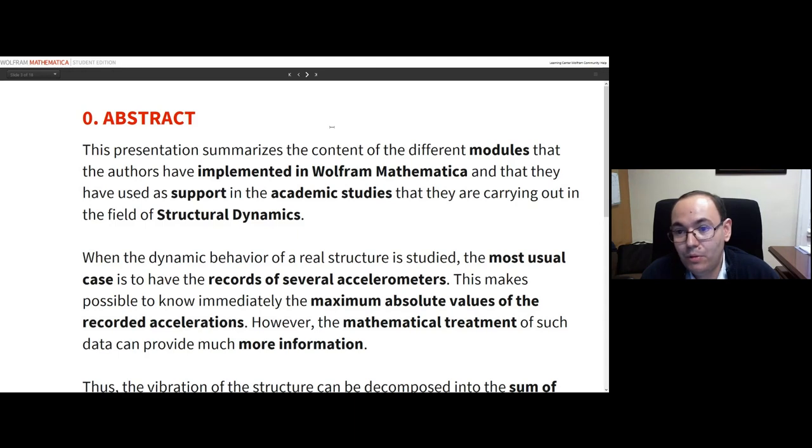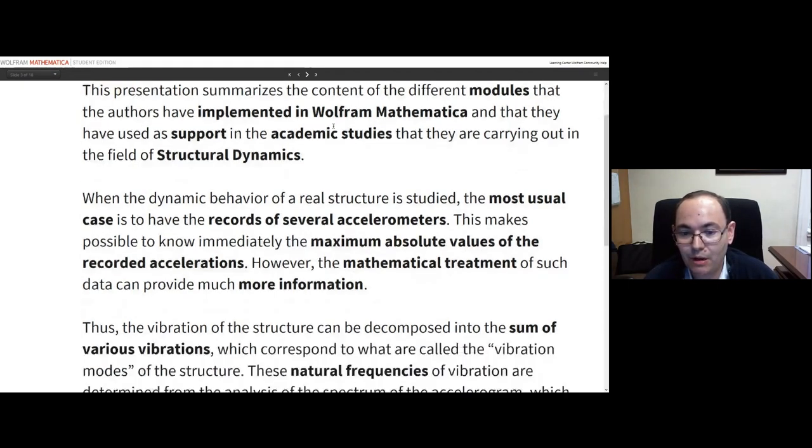So let me show this abstract. As I told you, this presentation tries to summarize the content of the different modules that we are implementing in Wolfram Mathematica and that we use as support in the academic studies that we are carrying out in the field of structural dynamics. What's the most usual? The most usual case is to have the record of several accelerometers of a structure, and it allows us to have immediately the maximum absolute values of the recorded acceleration. But the mathematical treatment of such data can provide much more information, and this is the content of our presentation.